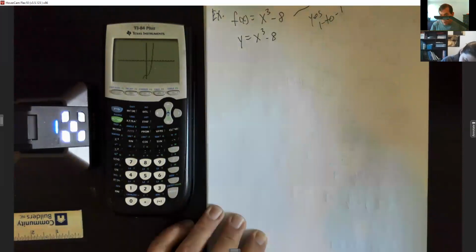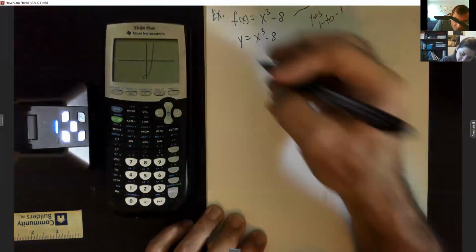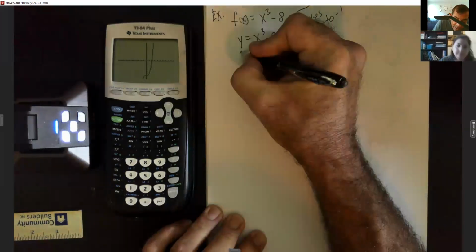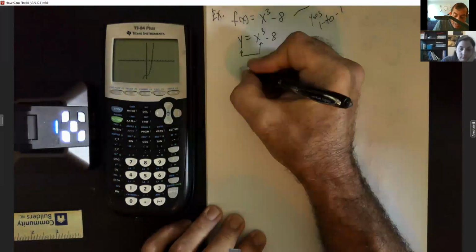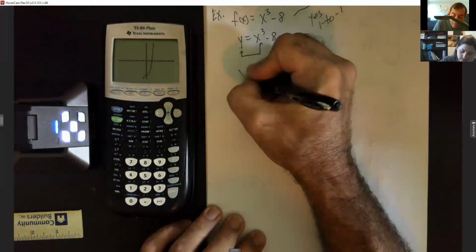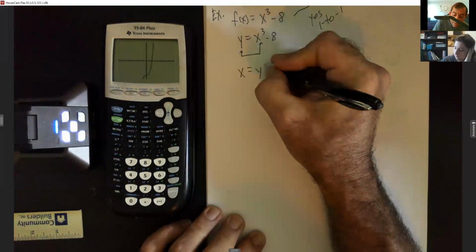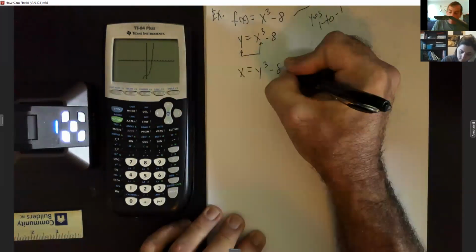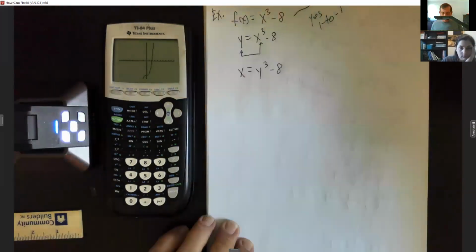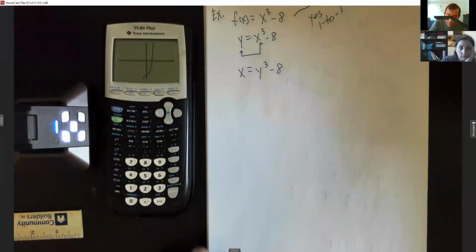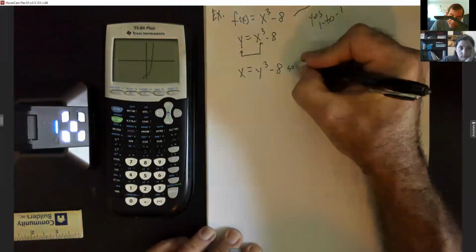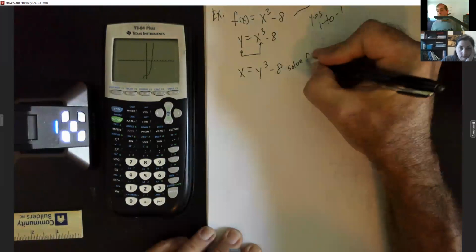All right, then I'm going to switch my x and y around. So I'm going to switch the x and the y. So I get an x equals y to the third minus 8. So now we want to solve for y.